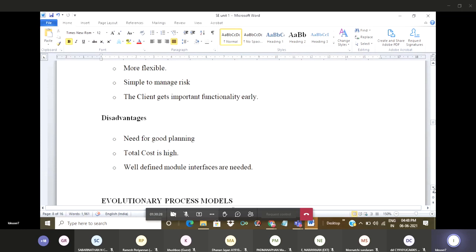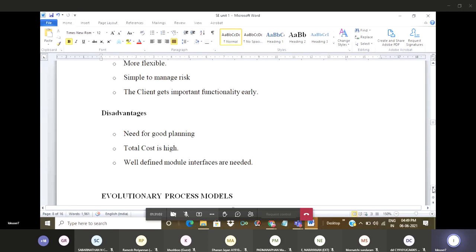What are the disadvantages of using the incremental process model? Need for good planning. We have to plan well. The total cost is high because we have a number of teams. We have to pay for the teams because we have divided the project into a number of modules. To do a particular module, we have to hire lots of people, so the cost will be high. Well-defined module interfaces are needed. So these are the disadvantages of the incremental process model.